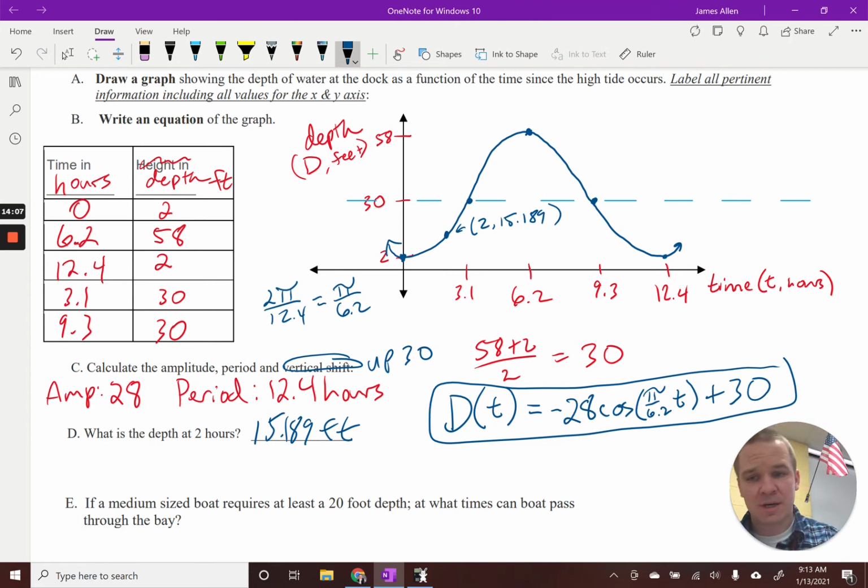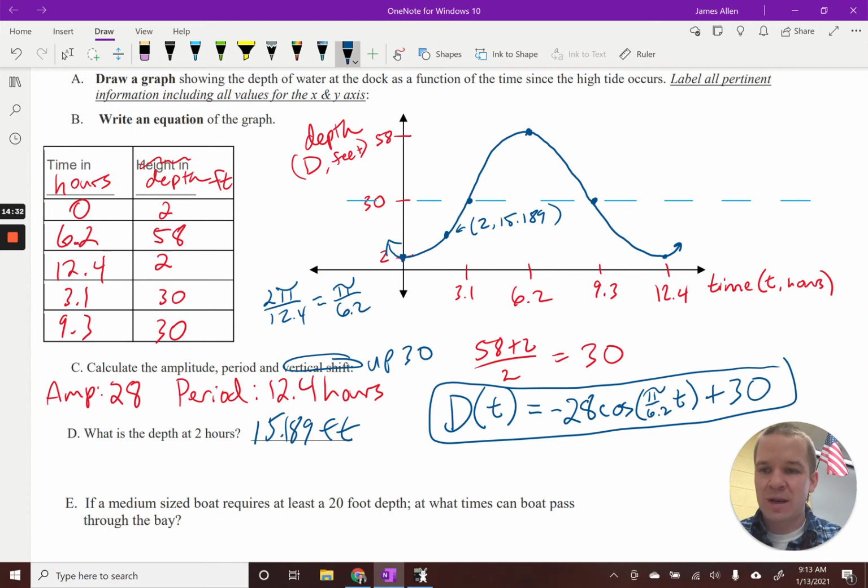There's our ordered pair, 2 comma 15.189. It looks right on the graph. I like it. Now, it says if a medium-sized boat requires at least 20-foot depth, that's often called a draft, a 20-foot draft, meaning what comes out the bottom. At what times can a boat pass through the bay? So when can the boat pass through the bay according to our model?